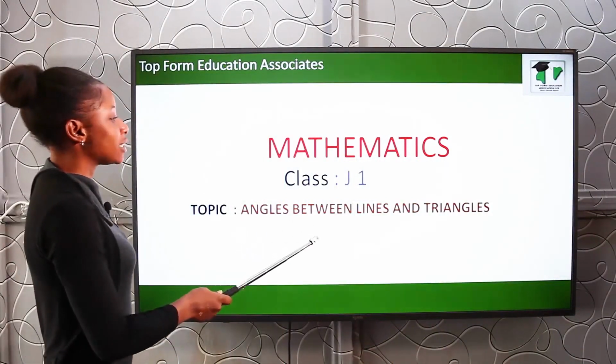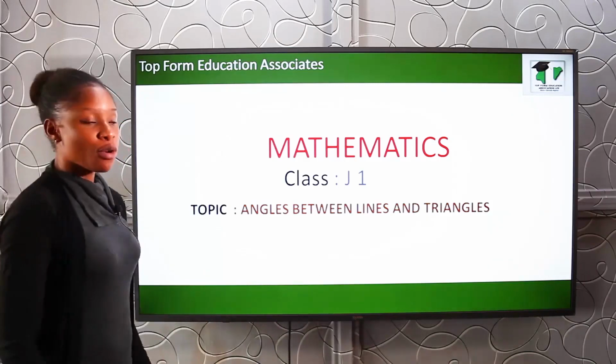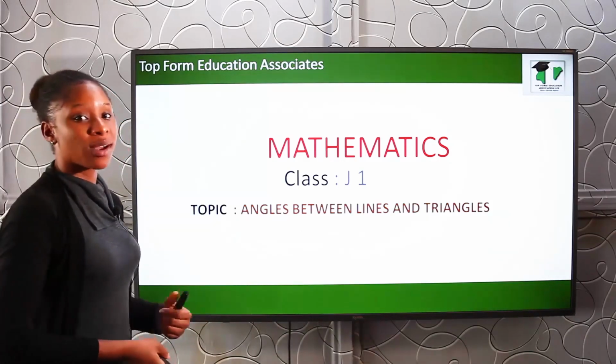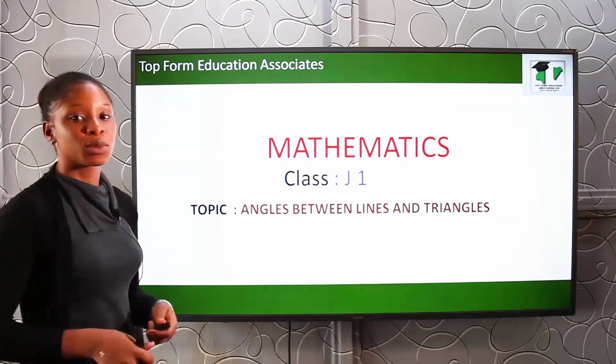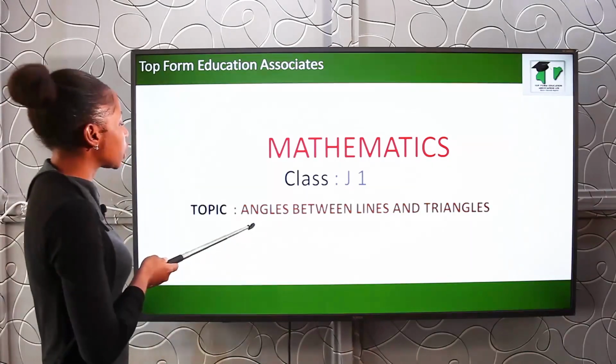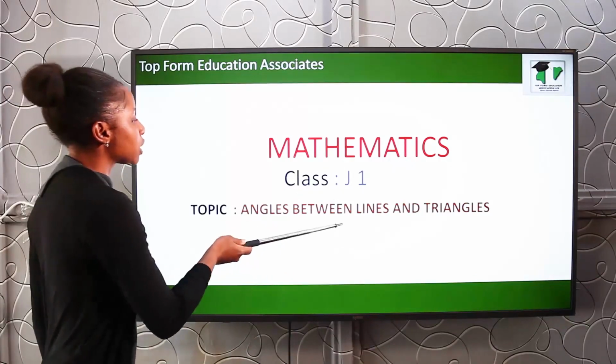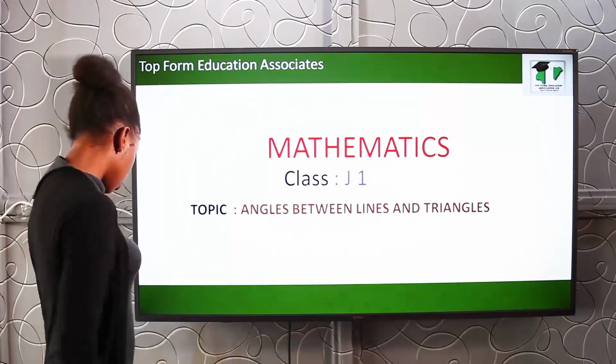The topic is angles between lines and triangles. Remember, in our last topic, we talked about angles. We looked at the different types of angles and angles between lines. But today, we are going to be specifically looking at angles between lines and triangles.